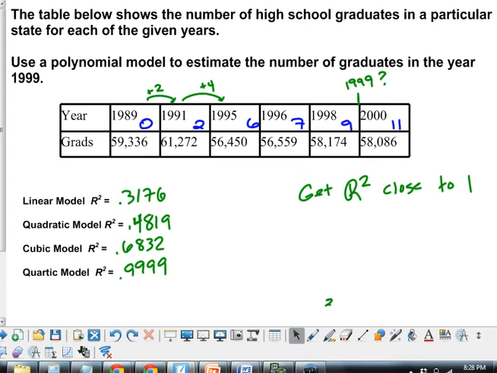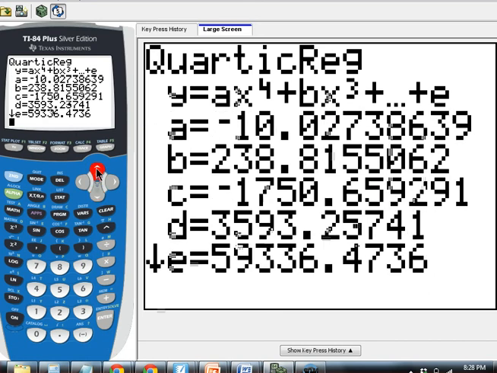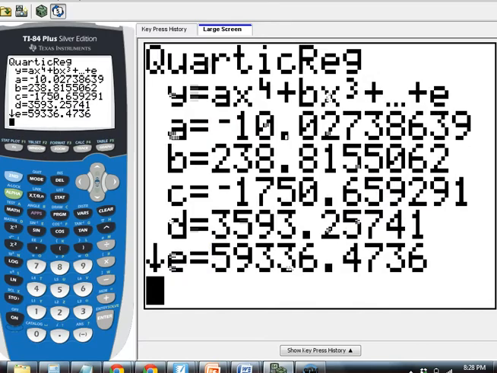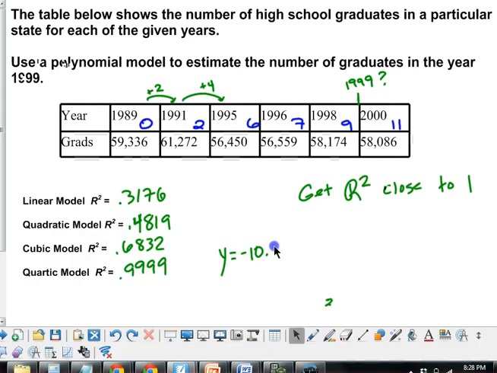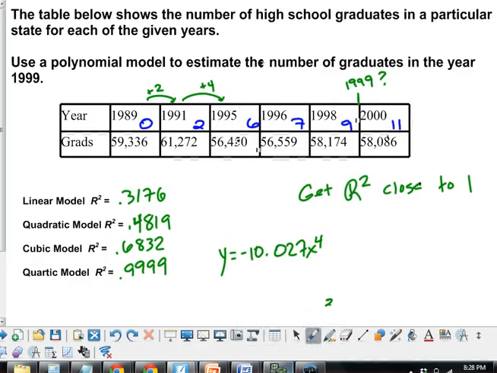So we can go back now and get our data from that to write the actual equation. Let's see, we have y would be equal to negative 10.027 x to the 4th. What was it? 027. And then we had 238.816 x to the 3rd.